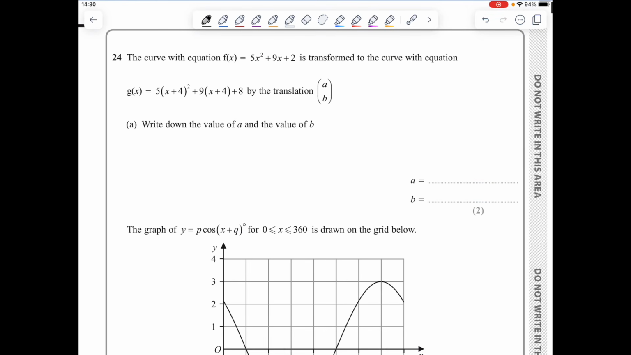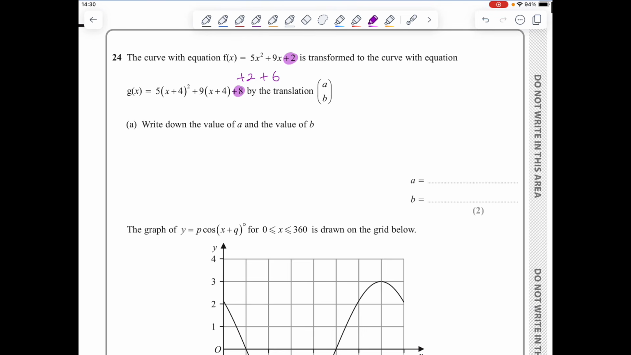For question 24, I'm given this function f of x and the translated version g of x. Now, if you notice, the coefficient of x squared and the bracket square is the same, the coefficient of x and the coefficient of the bracket with the power of 1 is the same, but the constant here is 2, while here is 8. So the first thing I'm going to do is write this plus 8 as plus 2 plus 6 in order to match the plus 2 here at the end.